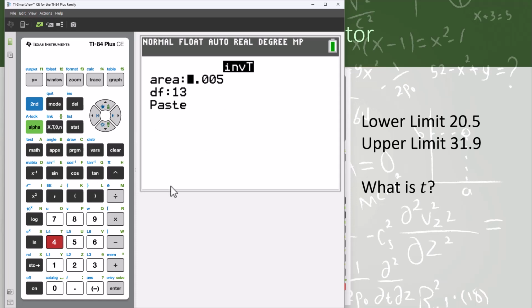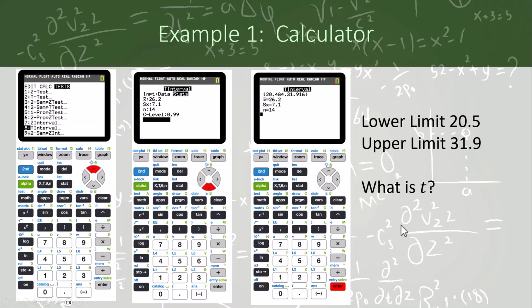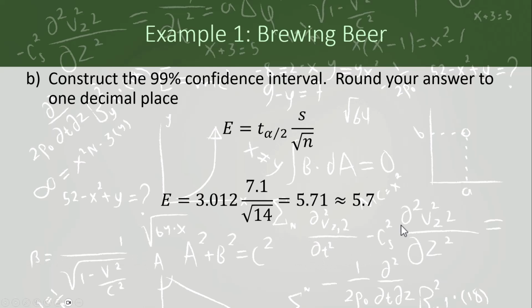And conveniently, I already have this here. So our area is 0.005, degrees of freedom is 13. We go ahead and paste, and we get an answer of negative 3.012. Keep in mind that this function finds the values to the left. Also keep in mind that our critical values will always be positive. And if that's the case, then we can just ignore the negative sign and we'll have 3.012, which is exactly what we got before.